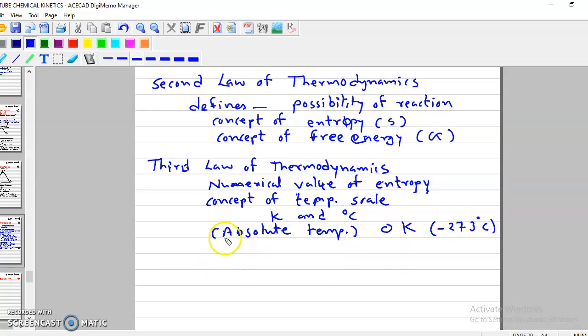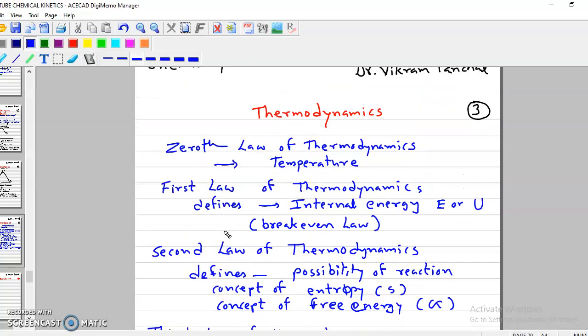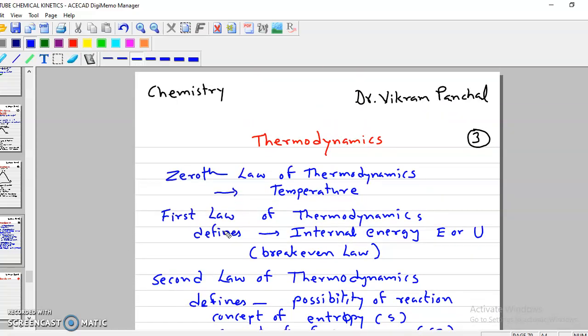So all this information is available from thermodynamics. It is a general lecture where I have explained all this in brief. In fact, we'll go ahead with all these laws in detail.